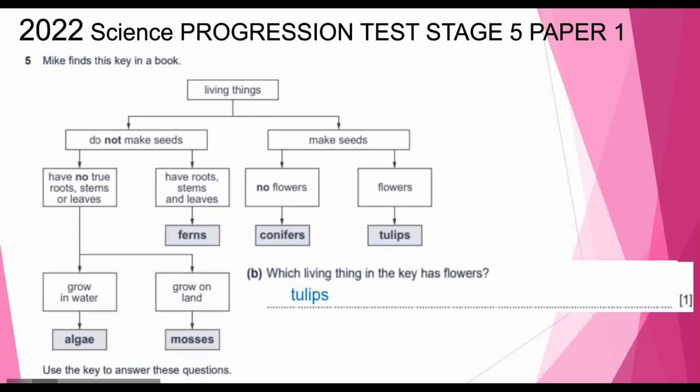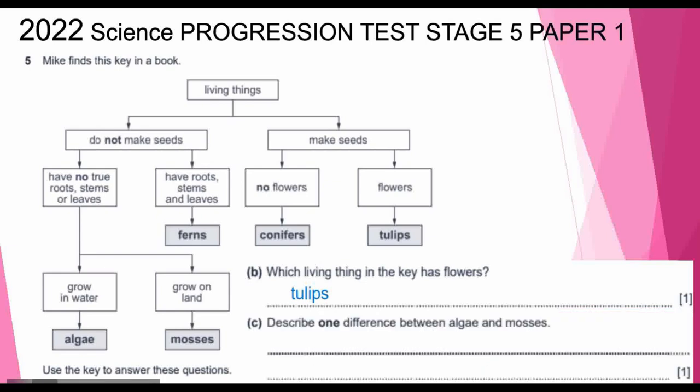This is the answer. It's definitely tulips. Let's move on. Question 5c. Describe one difference between algae and mosses.